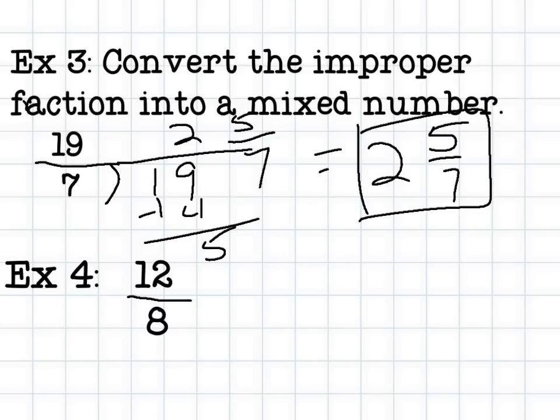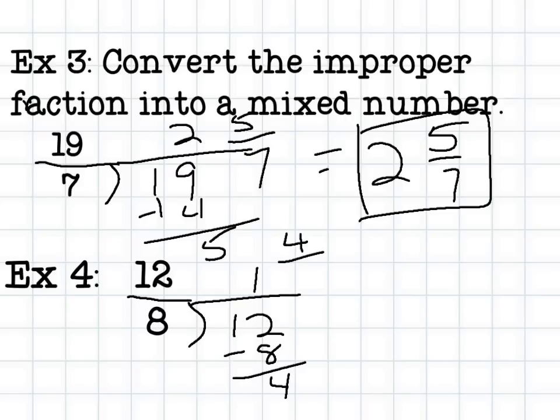Now, before you try example number 4, pause the video and give yourself a couple of minutes to make sure you can solve it. Okay, so we divide 8 into 12. Well, 8 goes into 12 one time. Subtract, you're left with 4. Well, 8 does not go into 4, so you're done. So the quotient is 1. 4 is your remainder. That becomes your numerator, and your denominator is an 8.